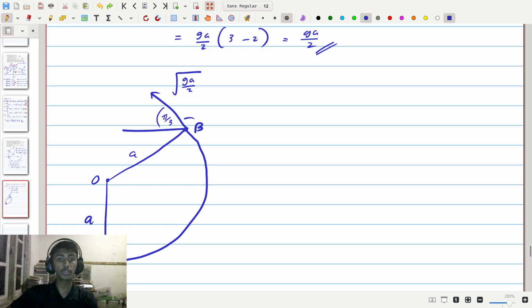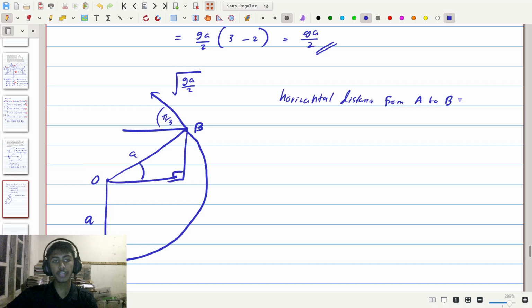So if we consider the horizontal and vertical displacements from B to A, in the horizontal direction, the horizontal component of AB, we could say the horizontal distance from A to B is equal to, and if we consider the horizontal distance, it is going to be this distance right here. That distance can be found based on this angle, which is pi by 6. If this is A, cosine of pi by 6 times A is going to be A times root 3 over 2, so it's root 3 over 2 A.